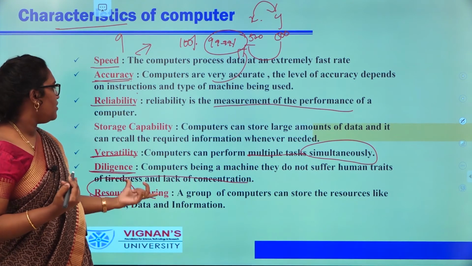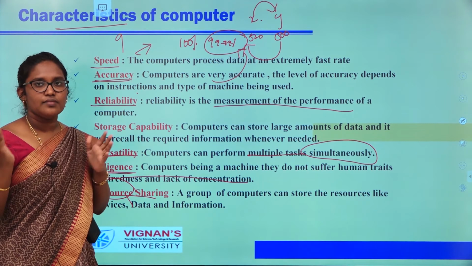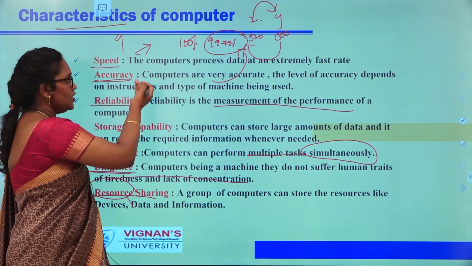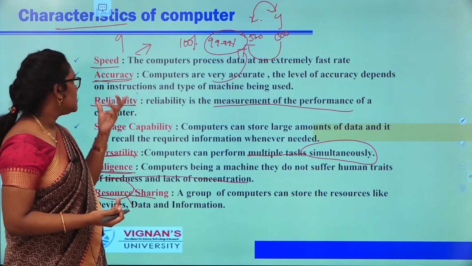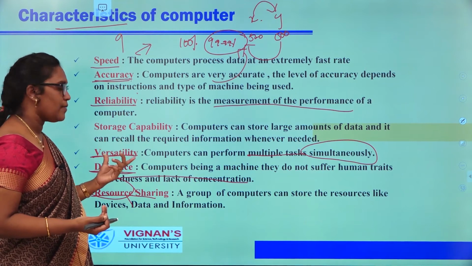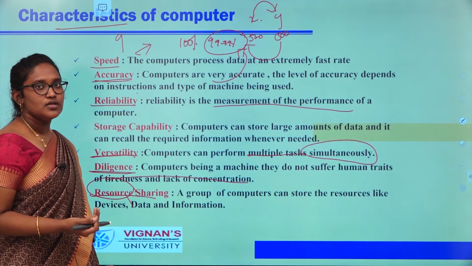So in brief, if you understand these characteristics of the computer, if someone asks you what is the need of having a computer, you can quickly say these points: speed, accuracy, reliability, storage capability, versatility, diligence and resource sharing.